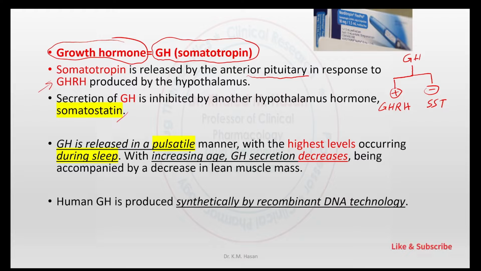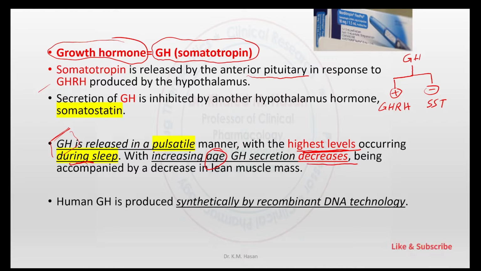Growth hormone is also an important topic for us to remember. Growth hormone in our body is released in a pulsatile manner. That means the growth hormone will be high during the evening, during sleep. And with increasing age, the growth hormone will decrease.